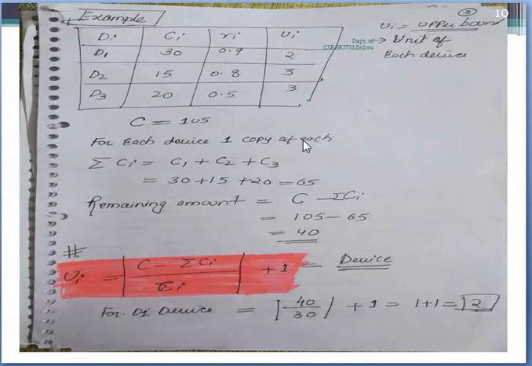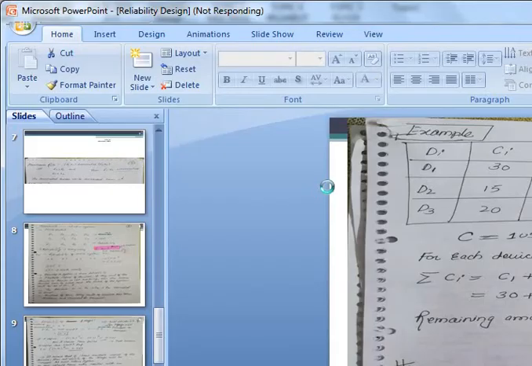So here the total cost is 105. We cannot spare more than this amount. For each device, 1 copy of each is required at minimum. So if I take the summation of the costs, C1 plus C2 plus C3, that is 30 plus 15 plus 20, that is 65.